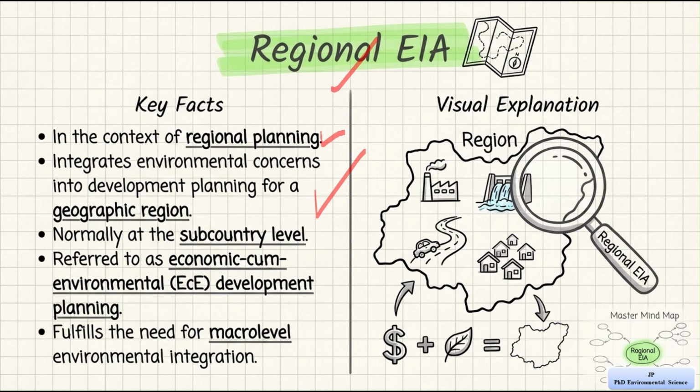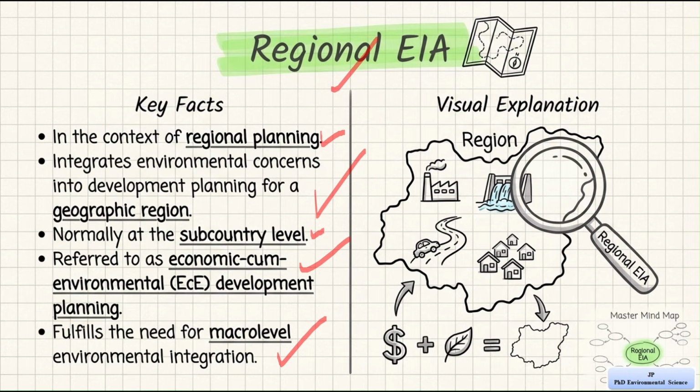Normally, the sub-country level means it is done at a level smaller than a country, like state, city, region, referred to as economic cum environmental development planning. It combines economic development like money, growth, and environmental protection. Example, develop industries but also protect nature. It fulfills the need for macro level environmental integration. It works at a big level, meaning macro level. It looks at the overall environmental impacts of the entire region.